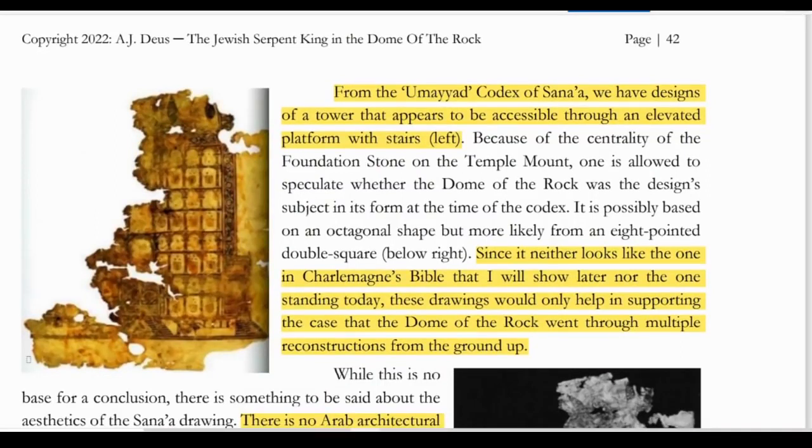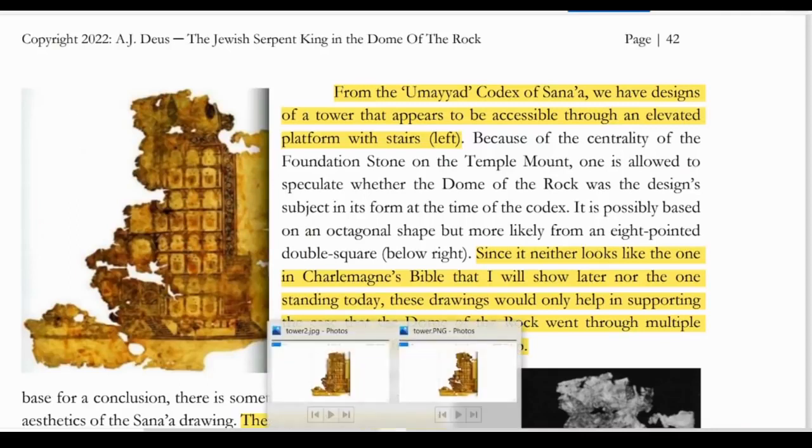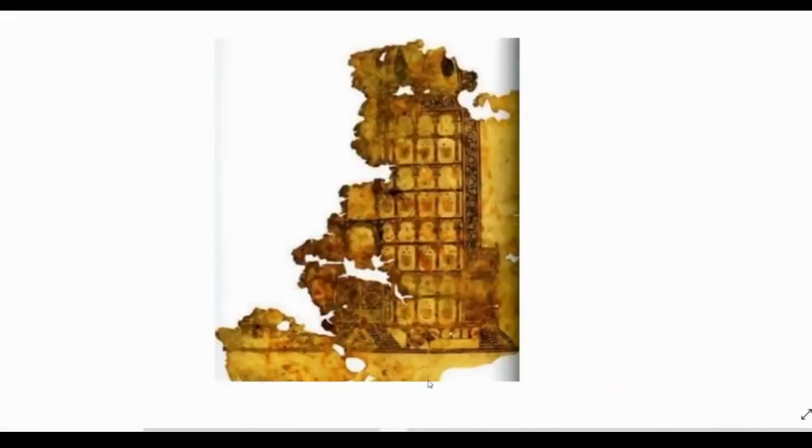From the Umayyad Codex of Sana, we have designs of a tower that appears to be accessible through an elevated platform with stairs to the left. Okay, so that's the tower there. Now, what I've done is I've taken the pictures. I'm just going to show you. This is the picture as given, and I've used editing software to fill in the gaps using a cloning tool, and hopefully we can show you that here.